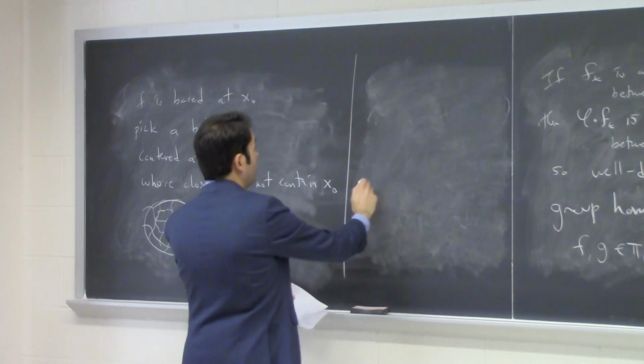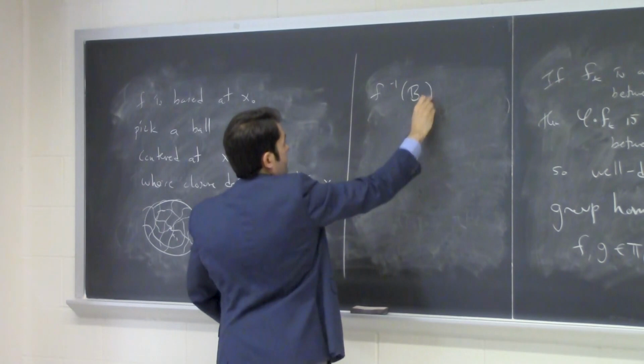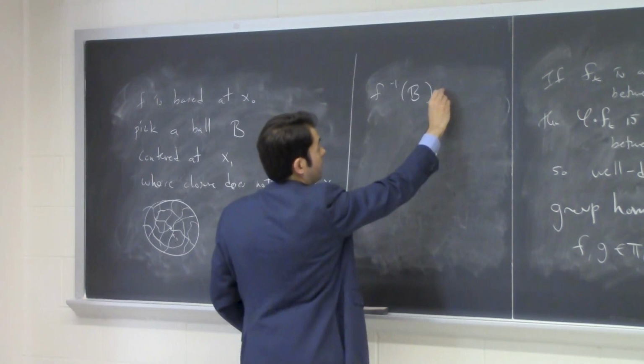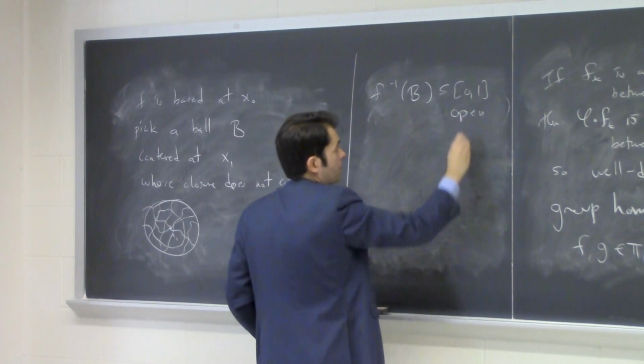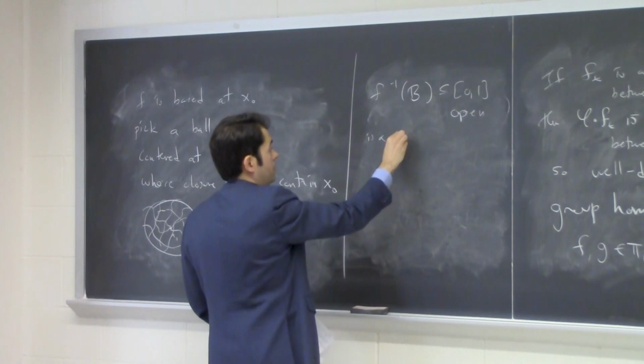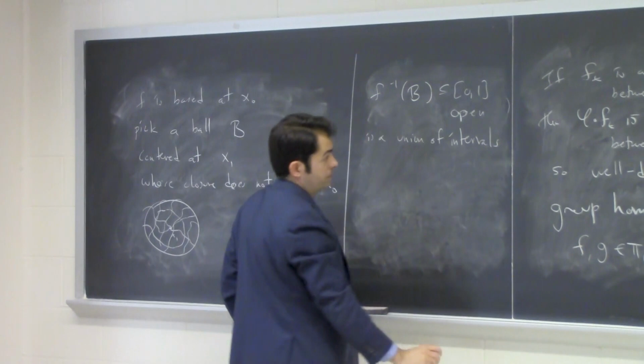So if we look at f inverse of B, then because f is continuous, this is an open subset of the interval, and hence this is a union of intervals. Could be infinitely many.